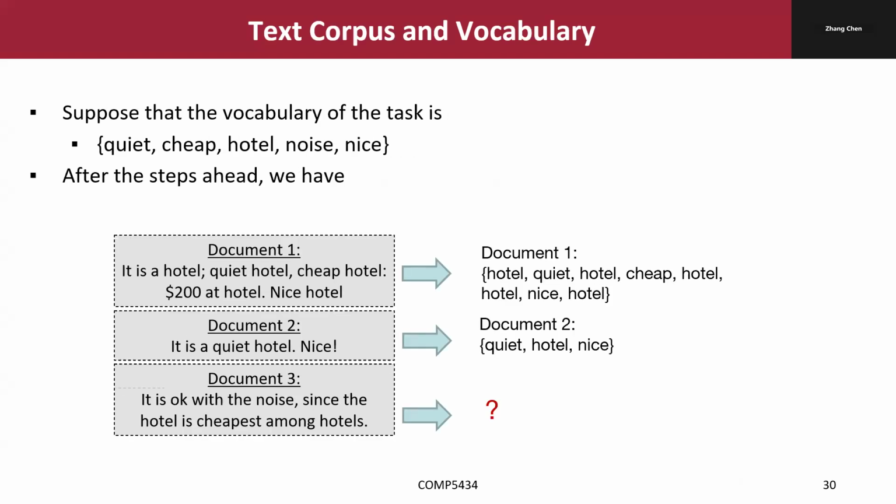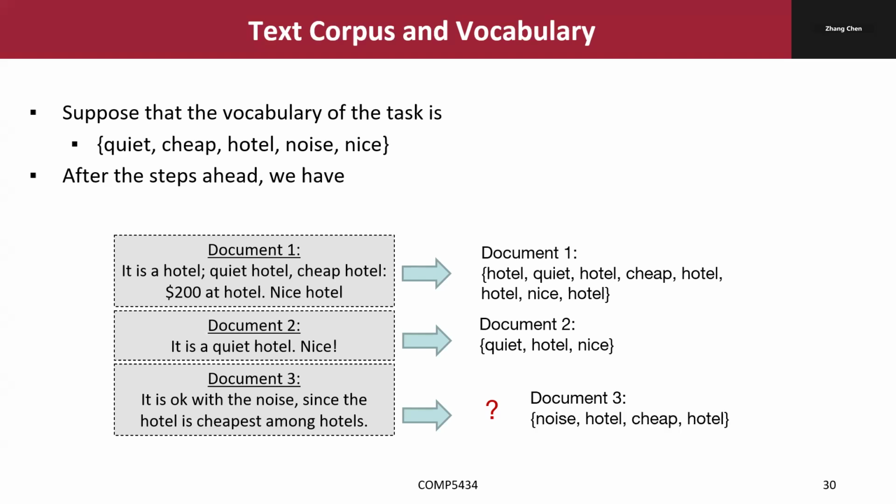Suppose we have the vocabulary for the task. Now we have the vocabulary list here: quiet, cheap, hotel, noise, and nice. Each document presented reveals how these words are used in context, right? If we consider every single document, the extracted vocabulary is usually a subset of the original text. Of course, initially they may include duplicates, right? So every document can be rewritten with the vocabulary.